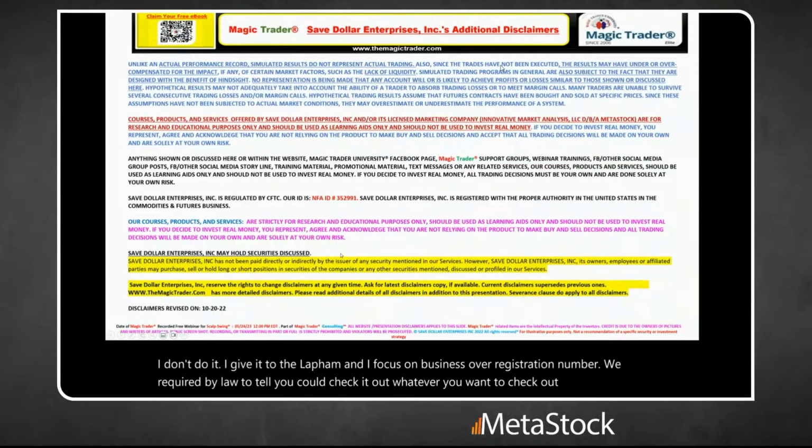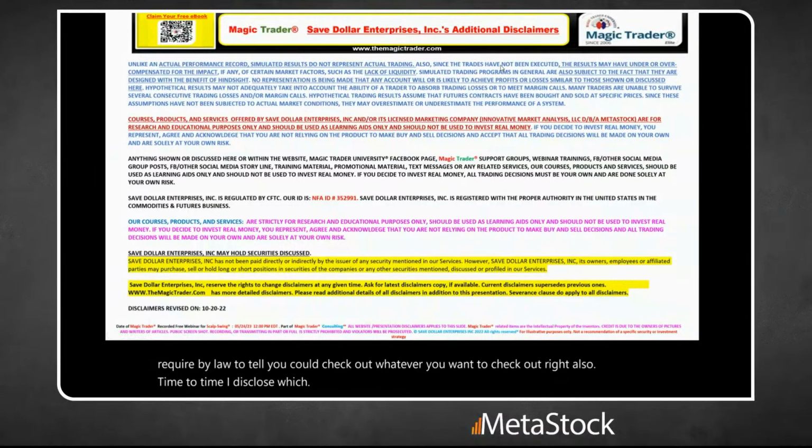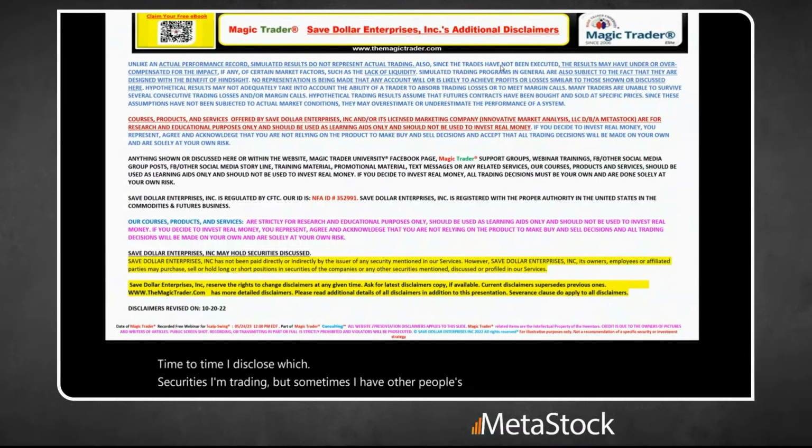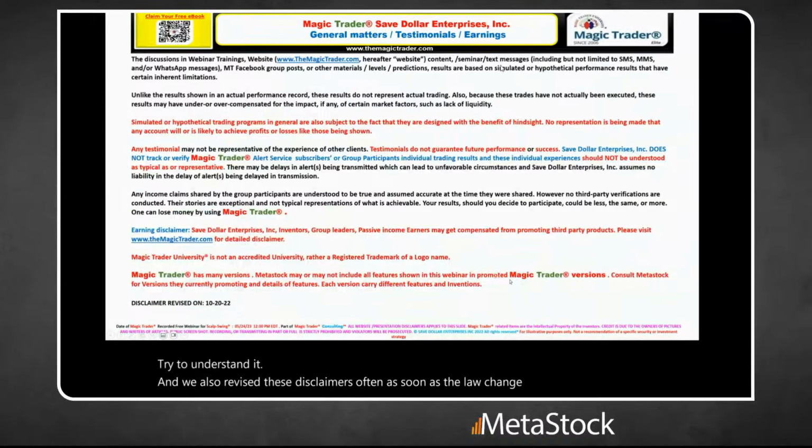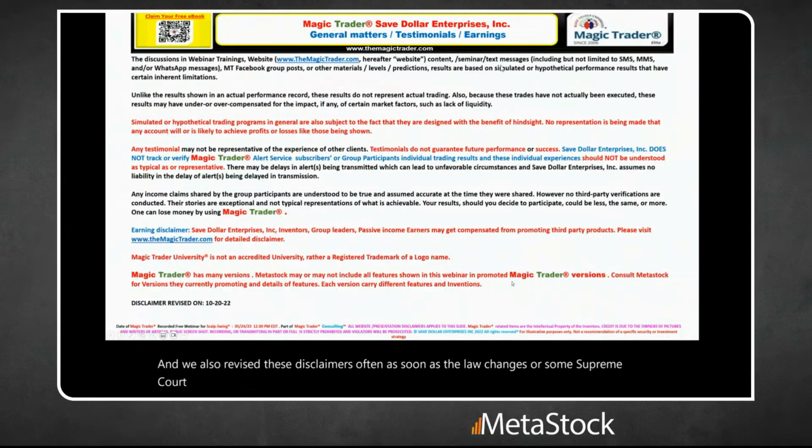Also, from time to time I disclose which securities I'm trading, but sometimes I have other people pulling my trigger because I run businesses. So I cannot guarantee I'm going to remember to disclose every trade here. So try to understand it. And we also revise these disclaimers often, as soon as the law changes or some Supreme Court or circuit court hearing comes out, and we learn from that. So the lawyers do that.